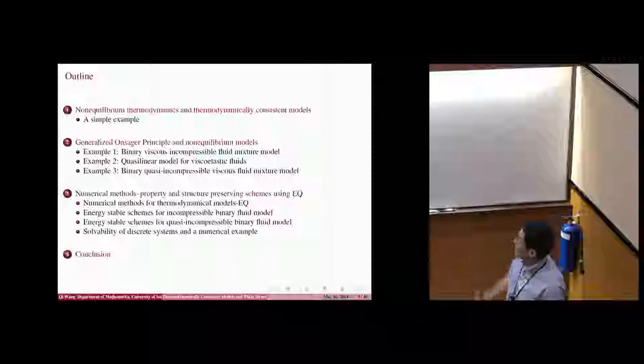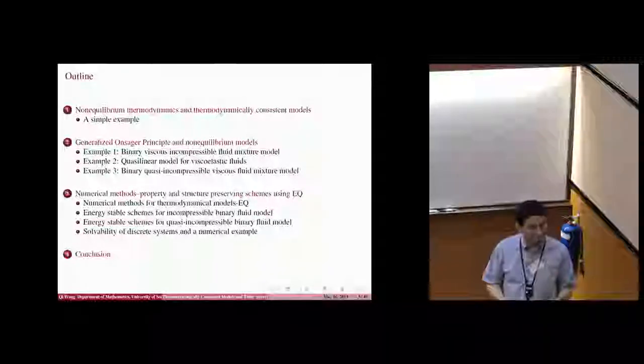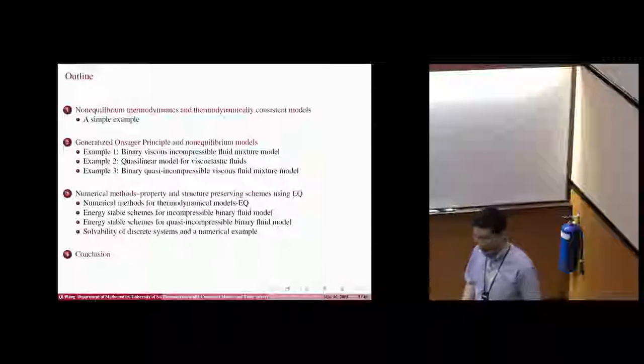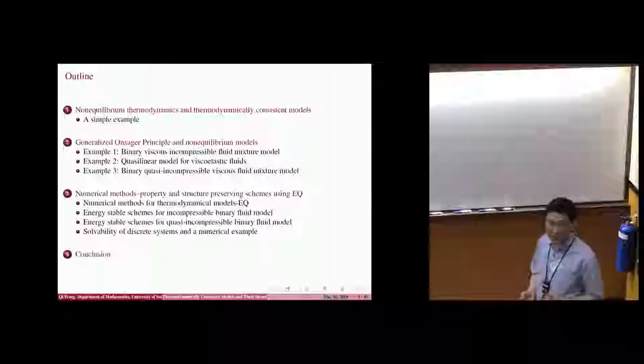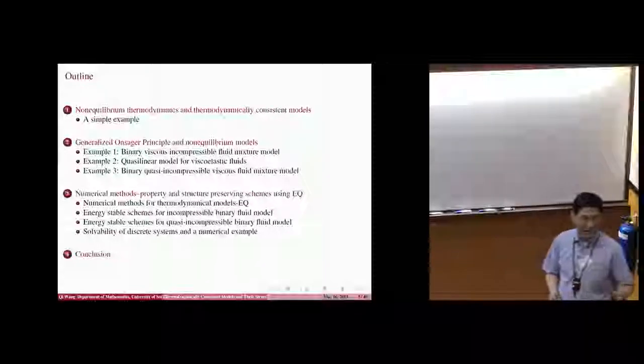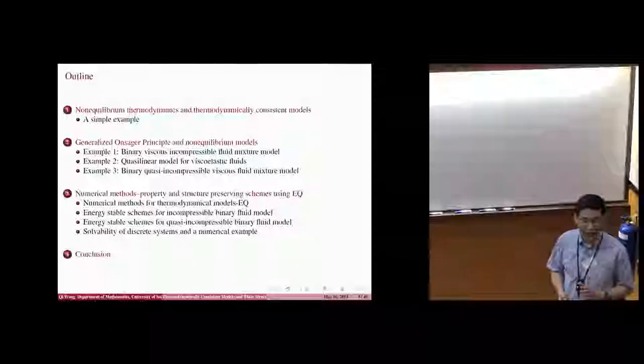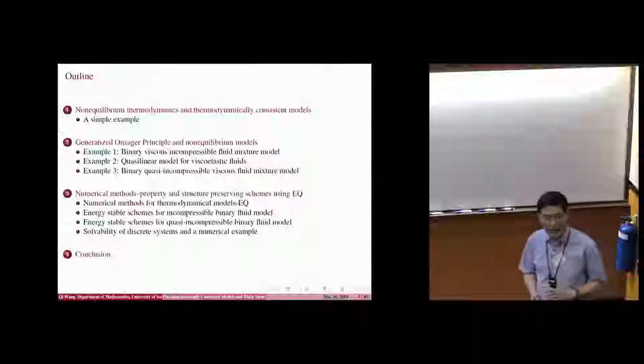And then I will discuss the numerical approximation. I call this structure property preserving numerical approximations. Okay, and then I will show you several examples. So I'm not going to talk about SAV because Jie Shen has spent almost an hour to talk about that. So I will focus on the EQ method.